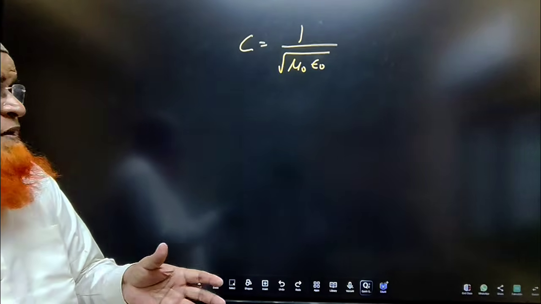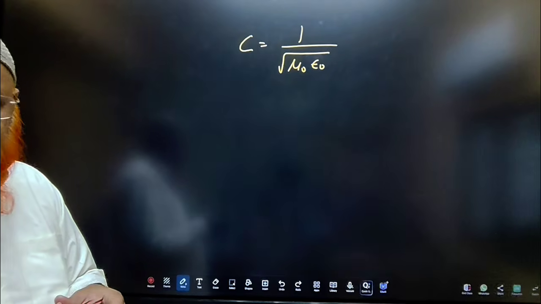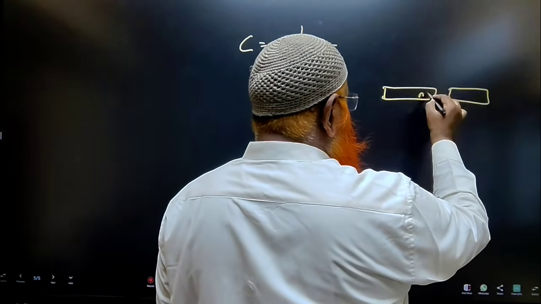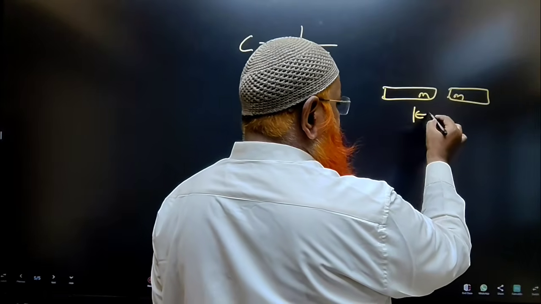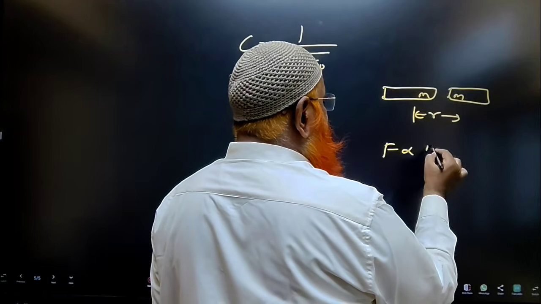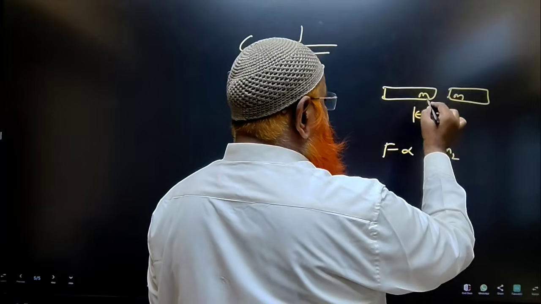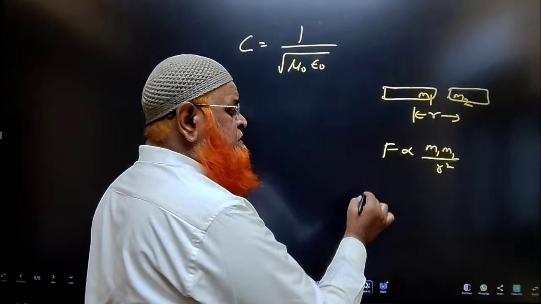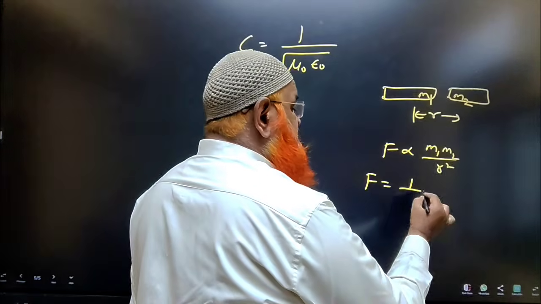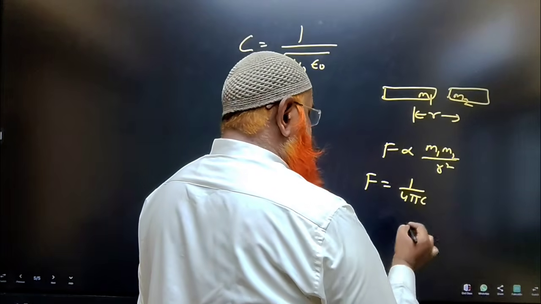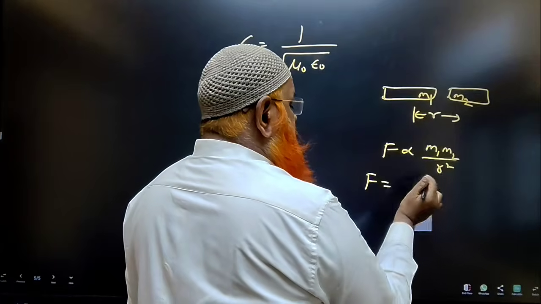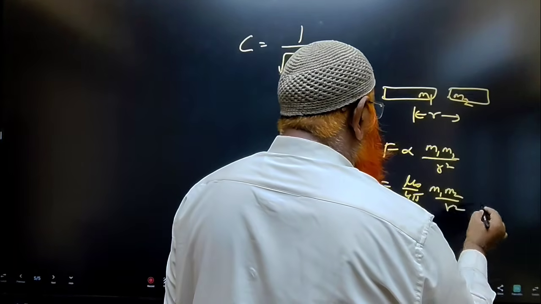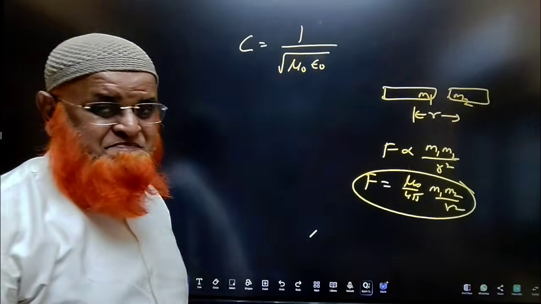Permeability of free space, when you consider the chapter called magnetism, in which you have learnt already the meaning of the inverse square law. These two magnets have pole strengths m and distance is r. Force is directly proportional to the product of the pole strengths, this is m1, this is m2, and force is inversely proportional to the square of the distance between them. If you remove this proportionality, you will get a constant that is 1 by 4 pi. What is that? It is going to be mu naught by 4 pi m1 m2 by r square. This is the formula used in magnetism.